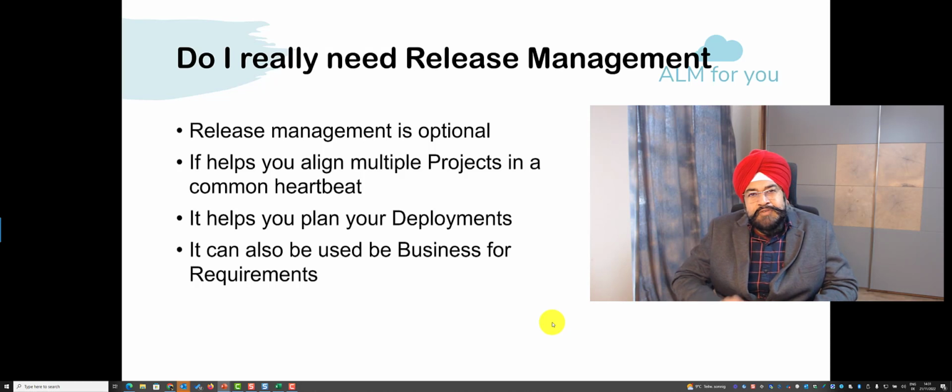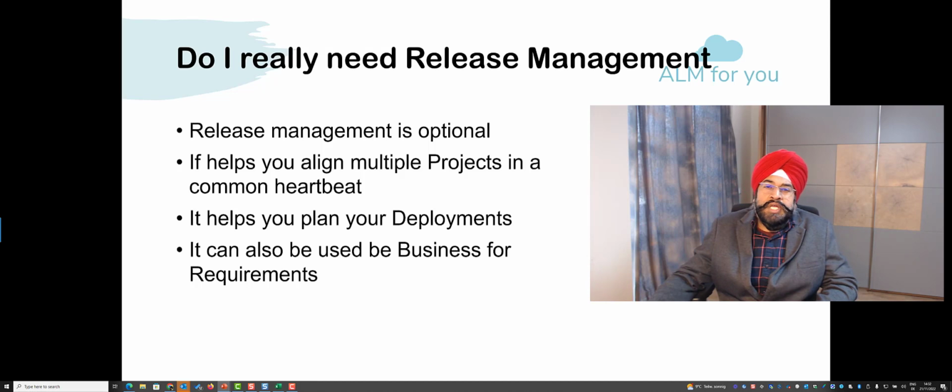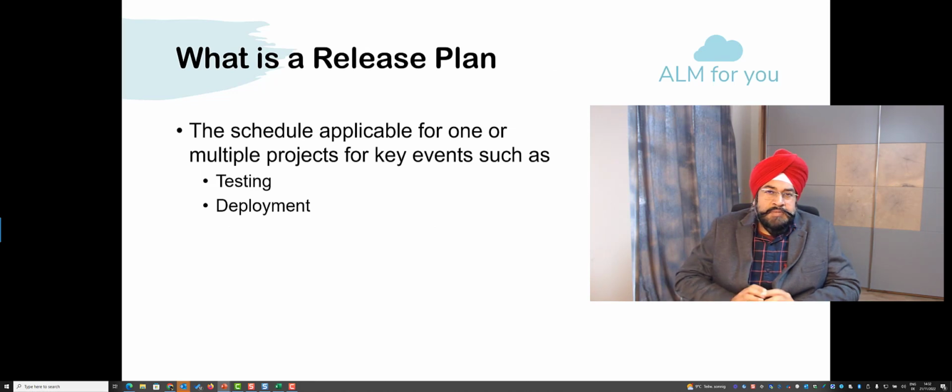Even if I have just one project, I can still find this beneficial if I want to organize my requirements around a timeline or my deployments around a timeline, and it gives me a common language to communicate with my stakeholders. So a release plan is really a simple schedule, a start date and an end date, and that's it. And where do I need it? I need it to plan specific events in my project, such as testing or deployment.